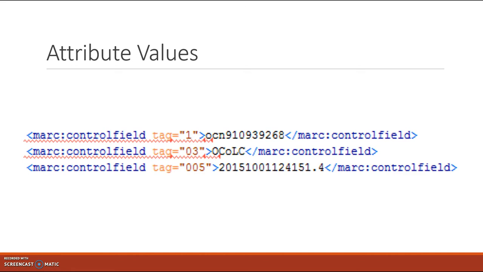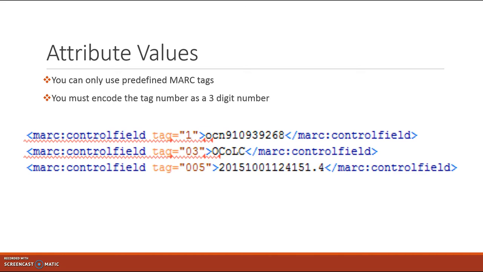Now that you've been introduced to MARC tags and fields, let's take a look at some more details you need to know about those. MARC XML attribute values are predefined in the schema. You can only use the predefined elements. You cannot create your own or change their structure. They must be encoded as 3-digit numbers. Even if you're just referring to the MARC tag 1, it really needs to be formatted as 001.